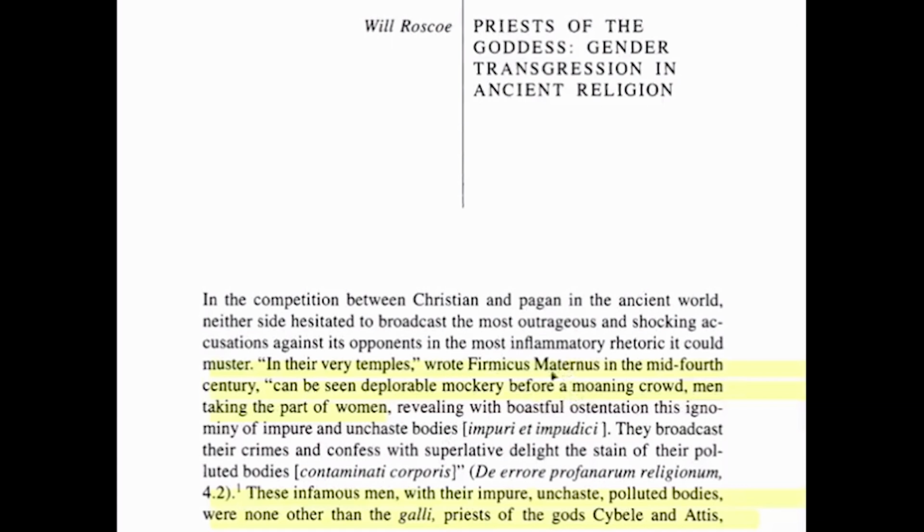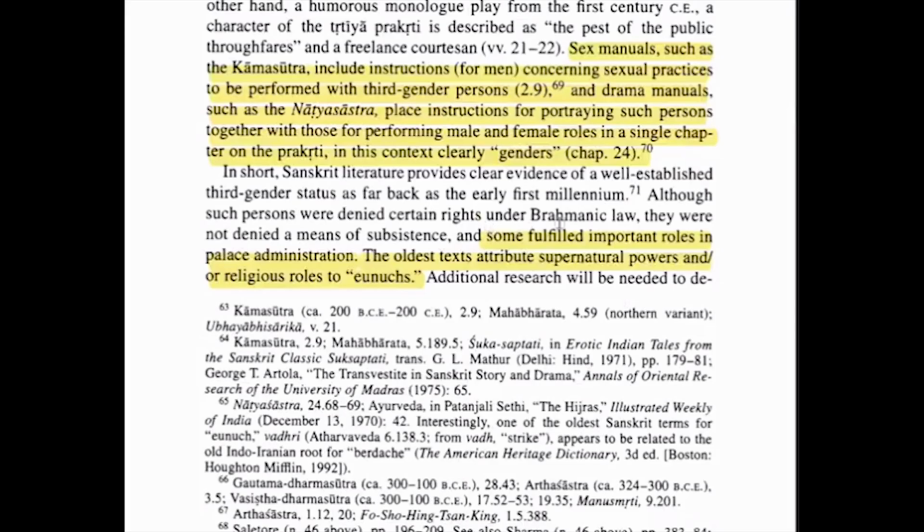At the bottom it says, these infamous men with their impure, unchaste, polluted bodies were none other than the Gali, the priests of the gods. In the next part, we're going to see what the Gali exactly are. Sex manuals such as the Kama Sutra include instructions for men concerning sexual practices to be performed with third gender persons. And drama manuals such as the blank, which I do not know how to say, place instructions for portraying such persons together with those for performing male and female roles in a single chapter on, again, I don't know how to say that word. In this context, clearly genders.